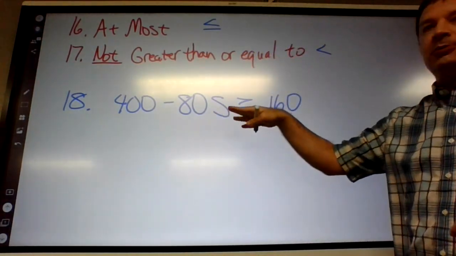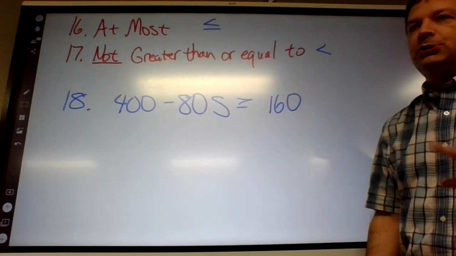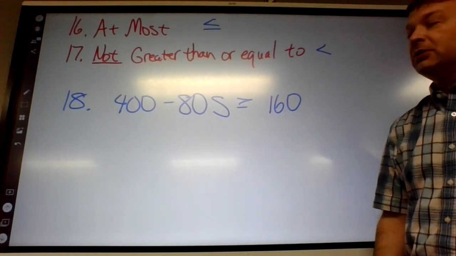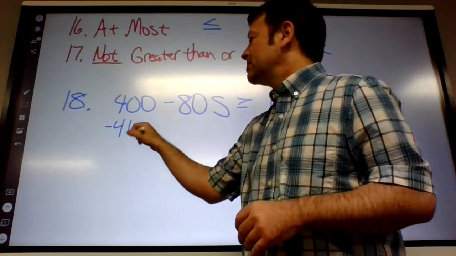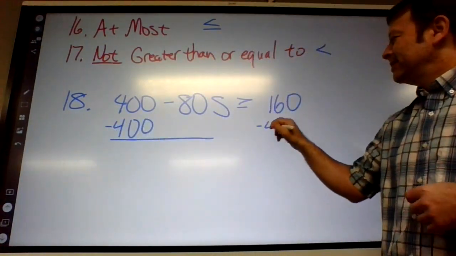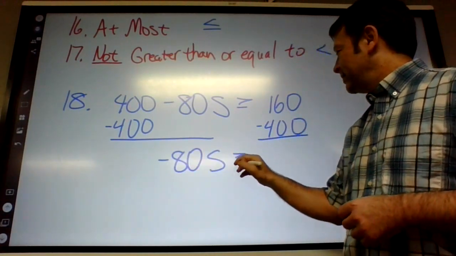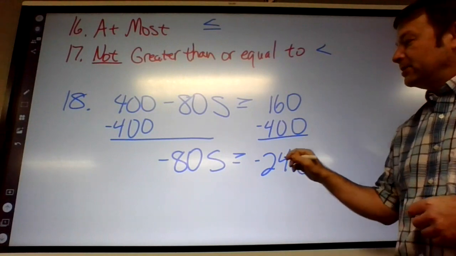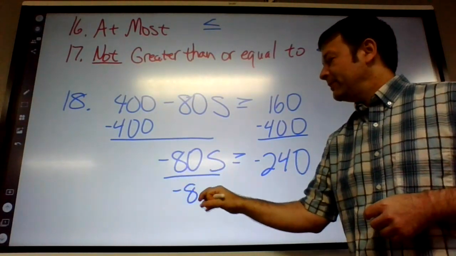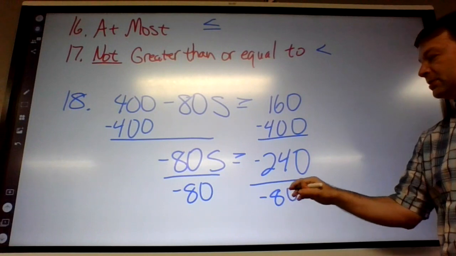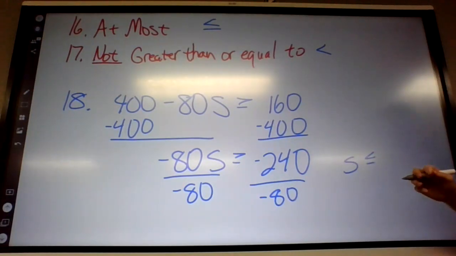How would we solve this? I just said Kenton like 2 seconds ago. Subtract 400. Divide by negative 80. What happens when you divide by a negative? The inequality sign flips. So you could at most go shopping 3 times. Oh, not my budget.